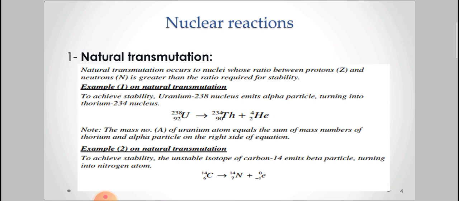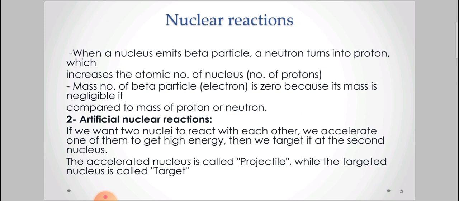Example number two, to achieve stability, the unstable isotope carbon-14 emits a beta particle, turning into a nitrogen atom. When a nucleus emits a beta particle, a neutron turns into a proton, which increases the atomic number of the nucleus. The mass number of a beta particle is 0 because its mass is negligible compared to the mass of a proton or neutron.